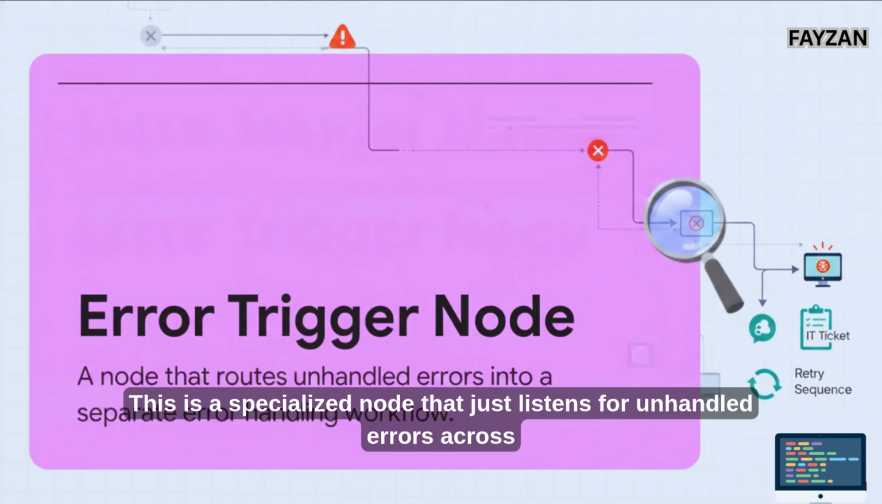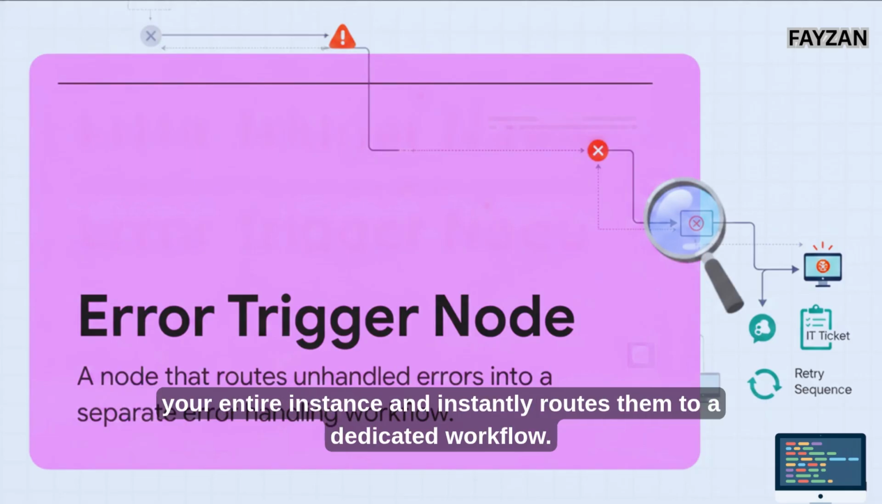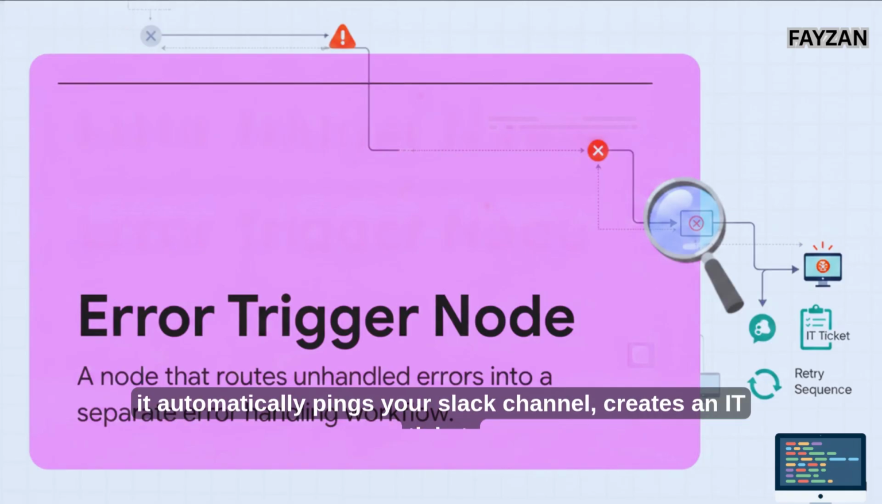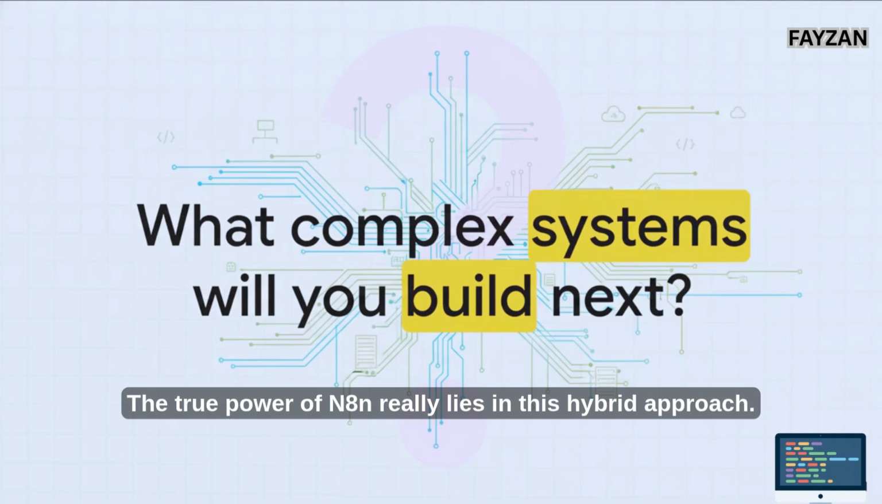This is a specialized node that just listens for unhandled errors across your entire instance and instantly routes them to a dedicated workflow. You can set this up so the moment an API fails, it automatically pings your Slack channel, creates an IT ticket, or even kicks off a retry sequence. It's an absolute lifesaver. The true power of n8n really lies in this hybrid approach.